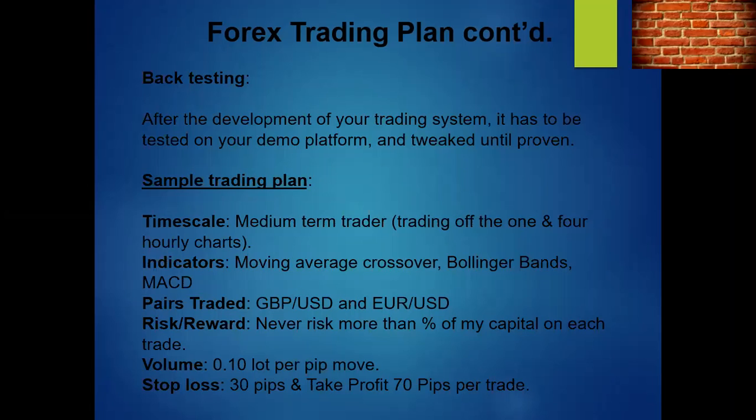Then you can also write your risk reward. I'm never going to risk more than X% of my capital on each trade. So I could say that I'm never going to risk more than 3% of my capital on each trade. So if my initial capital is $100, by first trade, I'm not going to risk more than 3% of that, which means that my stop loss will be at minus 30 pips maximum.